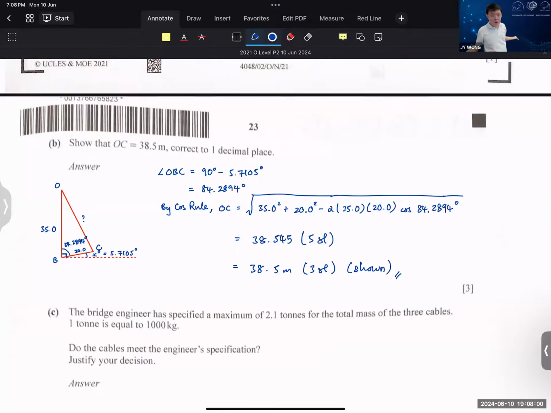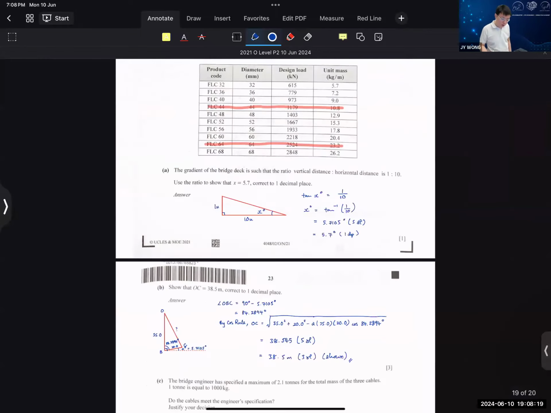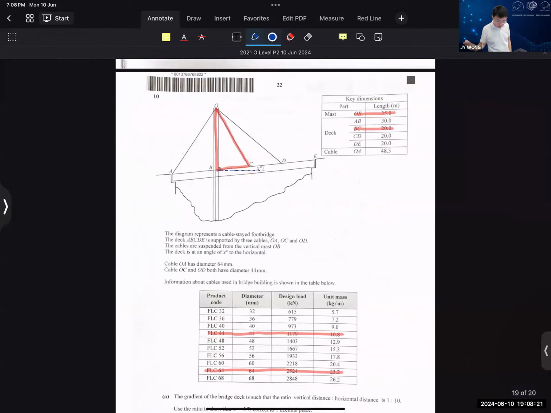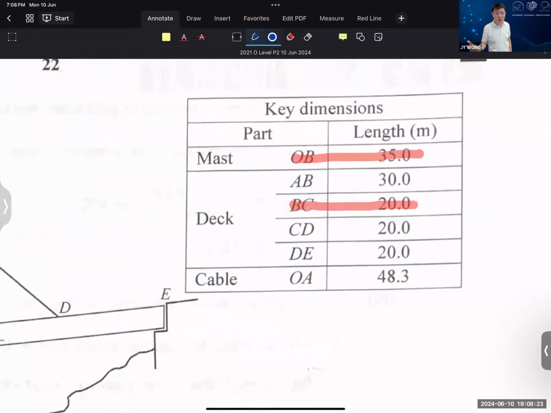That's it. It's a basic application of your cosine rule. But many students would not get here because they never draw out the diagram, so they don't understand what the question is trying to tell them. And then number two, never refer to the table of values given to you. OB and BC are both values that are given in the table here. You are supposed to go and realize that it's given and therefore go and draw out the triangle and find it.